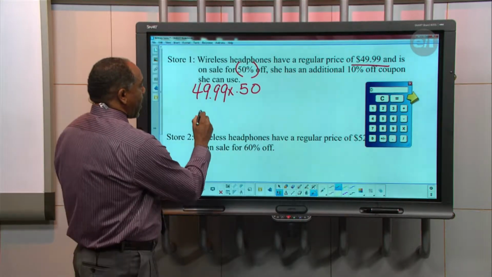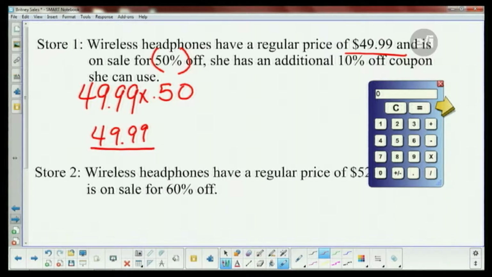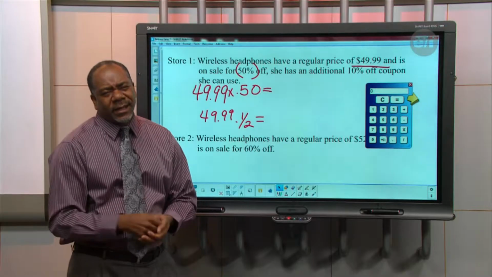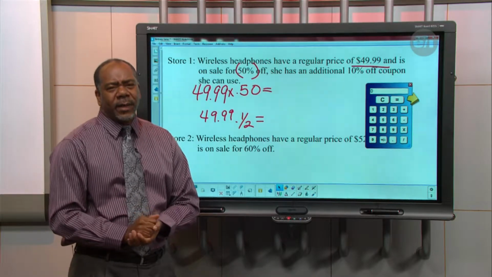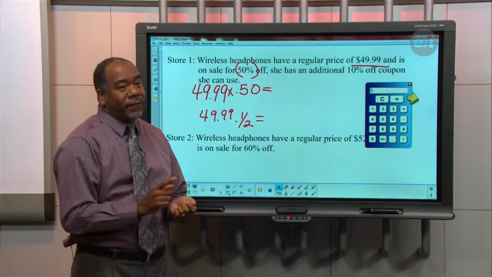Or I could take $49.99 and multiply it by half. Either way, I'm going to get the same thing. That's going to give me 50% off the $49.99. Now, you probably already know what that is. We don't really need a calculator for that, do we? What's half of 49? We know half of 50 is $25.